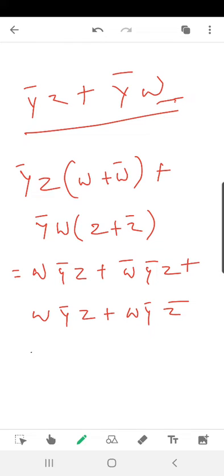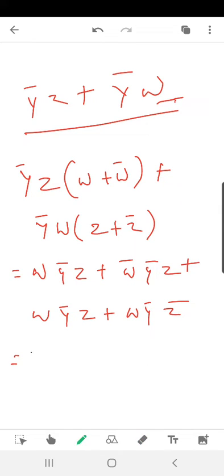Since w y bar z is coming two times, and we know that in boolean algebra a plus a is always a, if a term is written more than once, it will be represented by a single term.